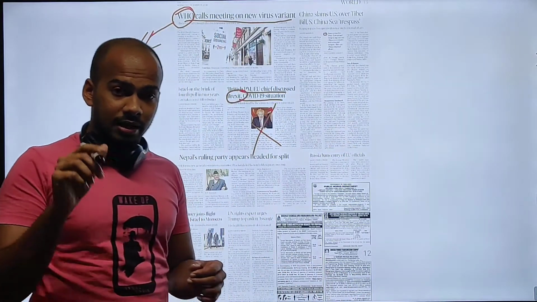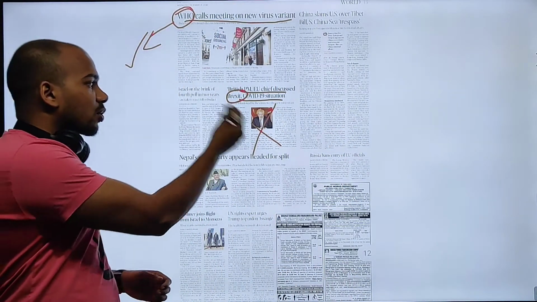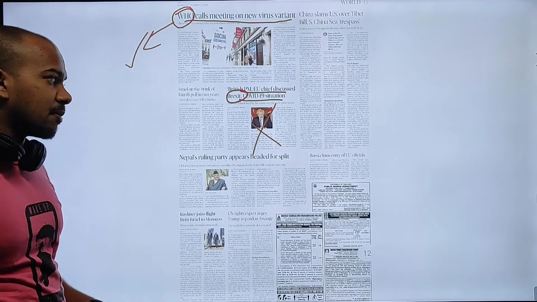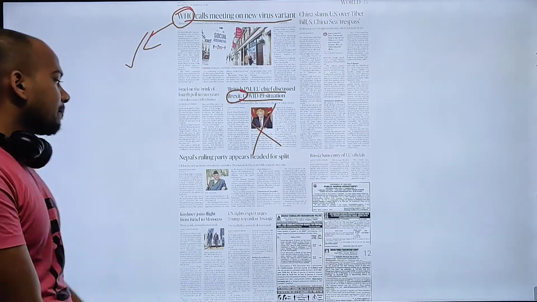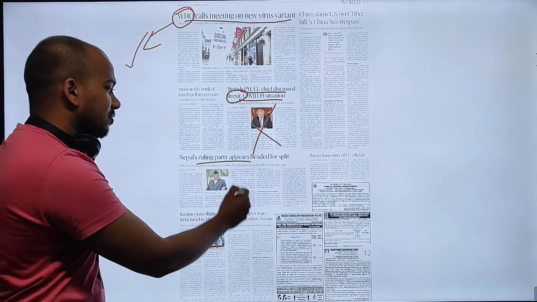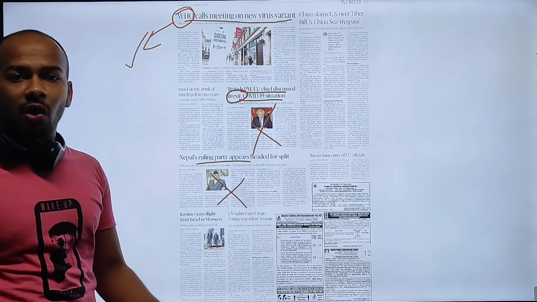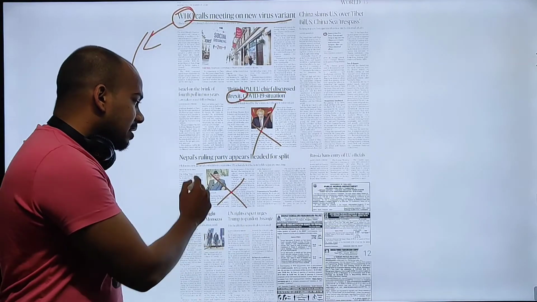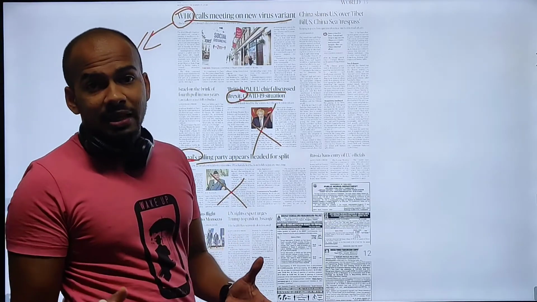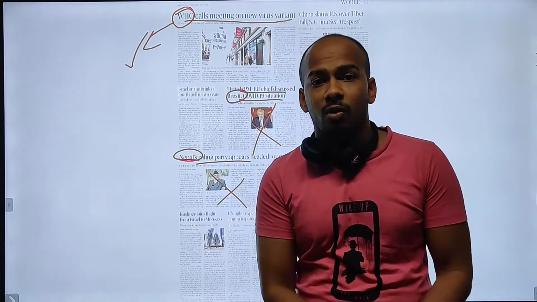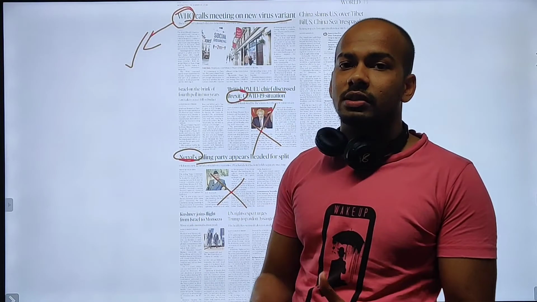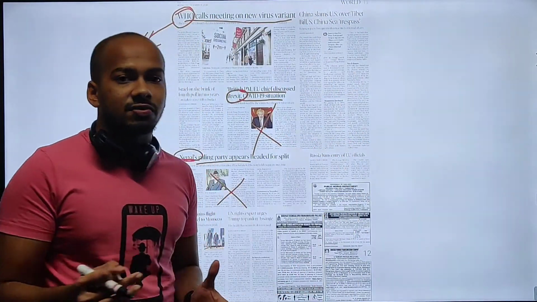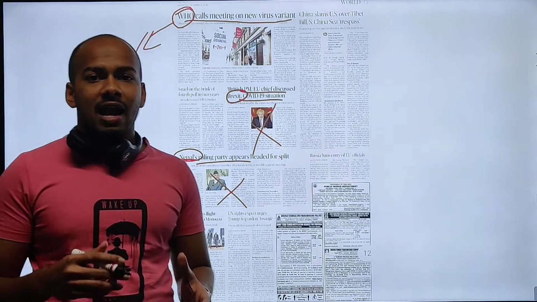If you are a beginner and do not know much about it, then you have to research about it. Initially it's going to take some time, but gradually the time is going to decrease. Then "Nepal's ruling party appears headed for split," again an internal issue, not required. But I don't mean that Nepal's issues are not at all important. For example, a couple of years back, India blocked the transport of goods to Nepal. In that case, we had an issue with Nepal.